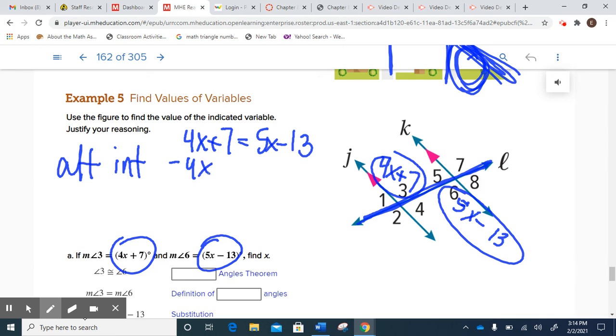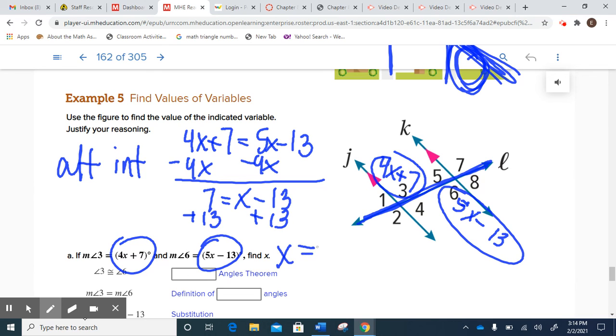Subtract the 4x. Add the 13. X equals 20. And there we go. If I wanted to go back through and figure out how many degrees that would be, I would just have to plug that 20 in. So it looks like, I think it should be 87.